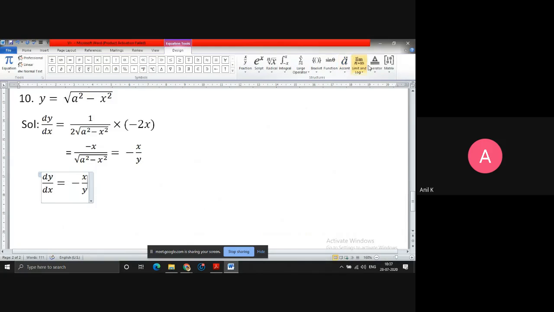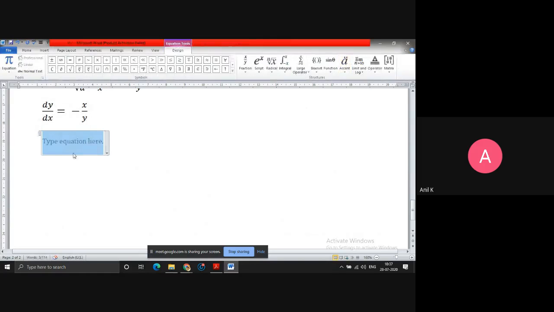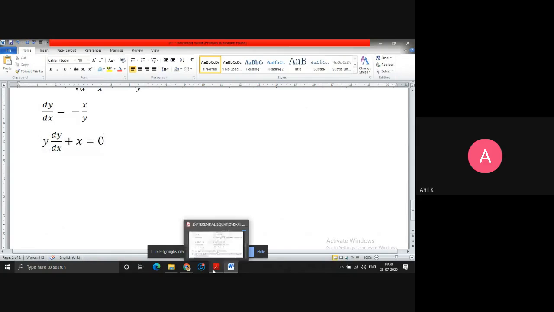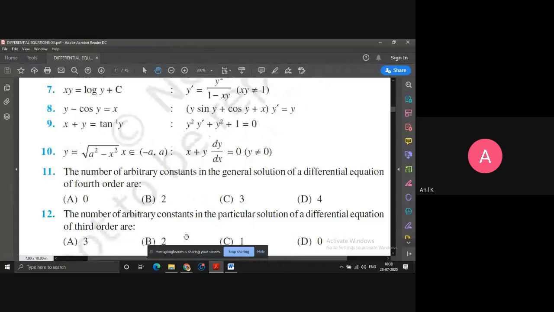x upon y. If I want to simplify further, we can send y to the LHS side, then it will become y dy by dx, and minus x will come to this side as plus x equals 0. I think that's what they asked. Y dy by dx plus x equals 0. So we got the answer.